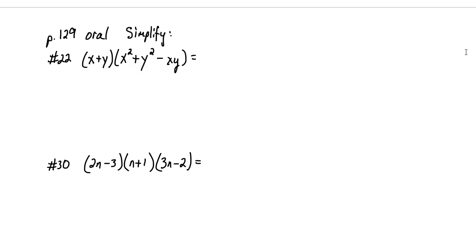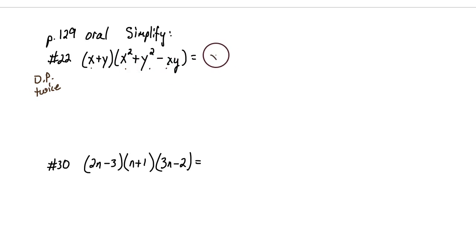Page 129 goes way back to when we were just multiplying things together. We have a binomial, we want to times by a trinomial. We're going to do the distributive property twice. Let's start with the x and multiply it to all three of those terms.